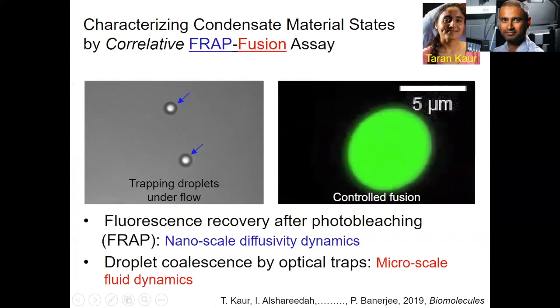So with this simple FRAP fusion assay, one can interrogate how nanoscale diffusivity dynamics is regulated by a set of factors that could be mutation, that could be environmental factors such as molecular crowding or pH. At the same time, you can also do droplet coalescence by optical trap, and you get very high resolution readout of micron-scale fluid dynamics.